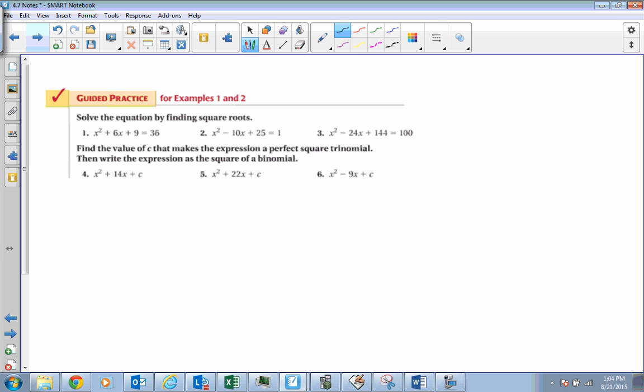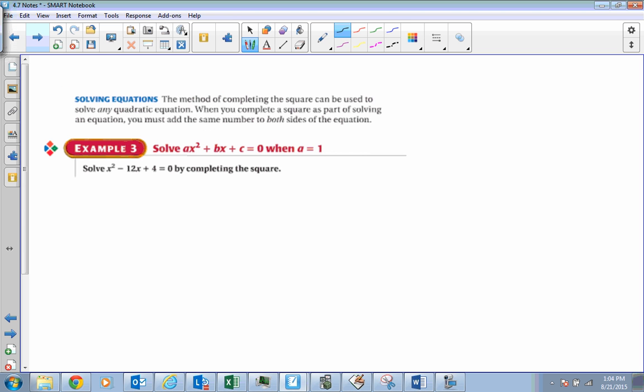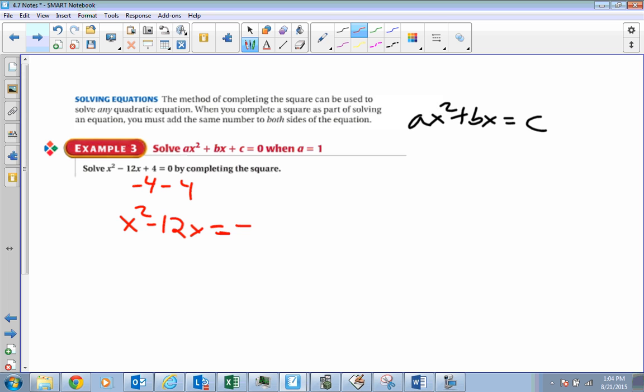Let's do odds. We're going to do the odd ones. Okay. So going on to the next one. The method, solving by completing the square, when it's like this, what you want to do is first get it into ax squared plus bx equals c form. So you want to get the x's on one side, the numbers on the other. So what you want to do is subtract 4, subtract 4. So we'd have x squared minus 12x equals -4.